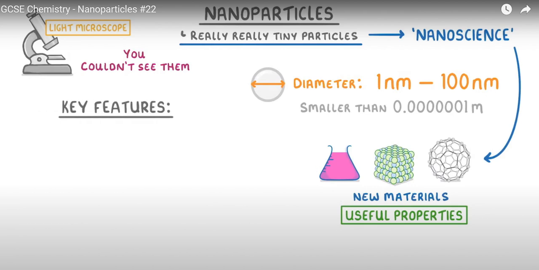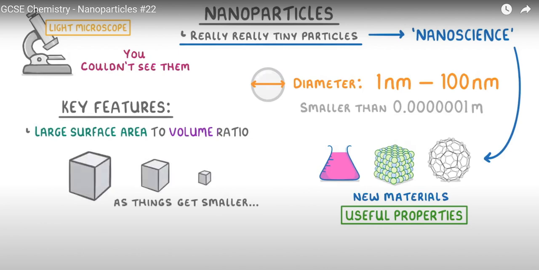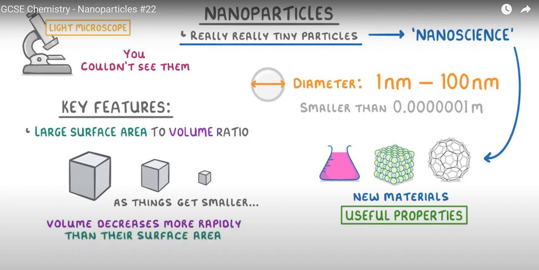One of the key features of nanoparticles is that they have a very large surface area to volume ratio. This is because as things get smaller, their volume decreases more rapidly than their surface area does. And so their surface area to volume ratio actually gets bigger.